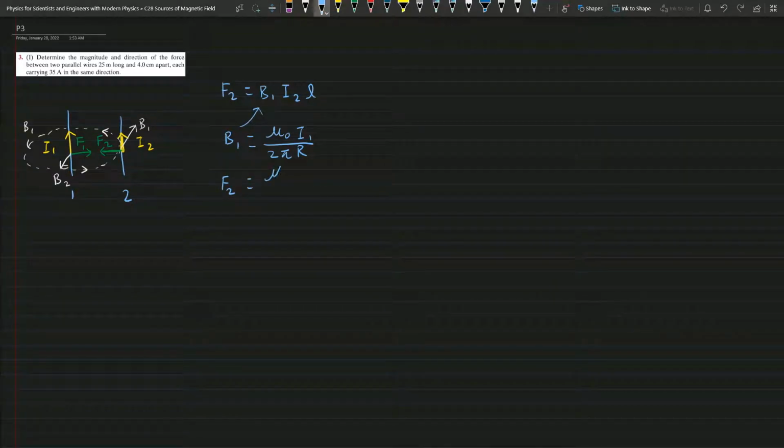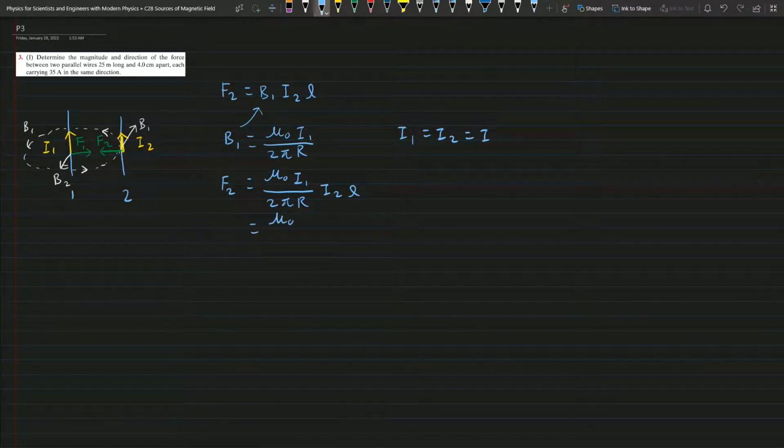F2 will equal mu naught I1 over 2 pi r times I2 L. In this case, the current is the same for both wires, so I1 equals I2 equals I. We can write this as mu naught I squared L over 2 pi r. Now we have all the information we need. Just for your information, the magnitude of F1 and F2 is the same.